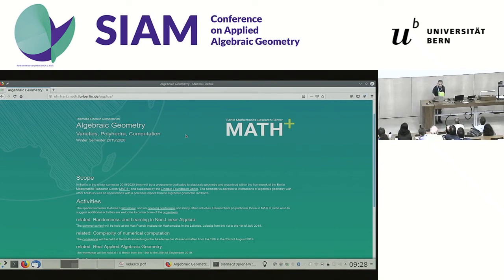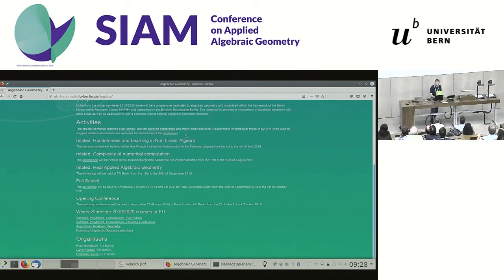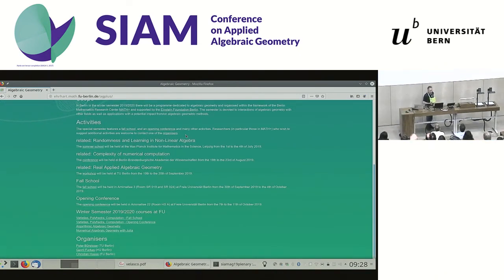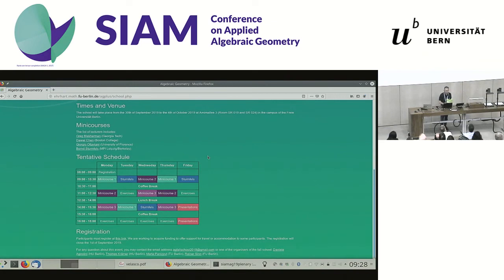Some of them already happened, like there was a summer school in Leipzig, which is related. In about a month from now, we have a conference on complexity of numerical computation. It's dedicated to Felipe Cucker for his 60th birthday. It will be in a very nice place, in the Berlin-Brandenburg Academy of Sciences. Then we have a workshop in real algebraic geometry. Then there is a fall school. There will be 4 mini courses by Greg Blekherman, Dawei Chen, Giorgio Ottaviani, and Bernd Sturmfels.